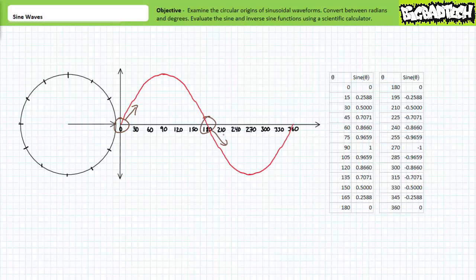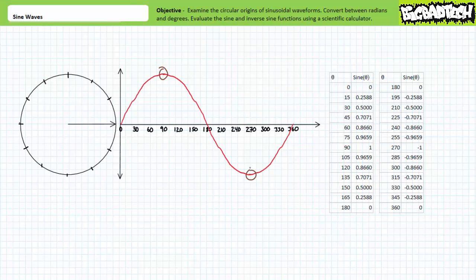Other points of interest on the sine wave include a zero crossing going positive at 0 degrees, and a similar zero crossing going negative at 180 degrees. In another 180 degrees, a full 360 degrees of travel, we're back at the beginning with another zero crossing going positive. Also of interest are 2 peak values, a positive peak at 90 degrees and a negative peak, or should I say valley, at 270 degrees.